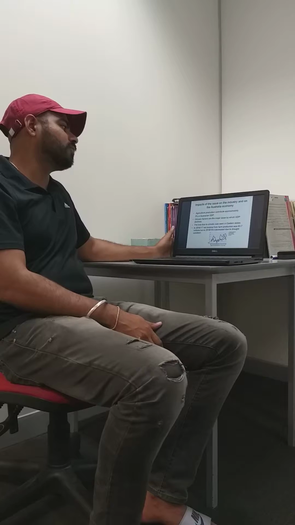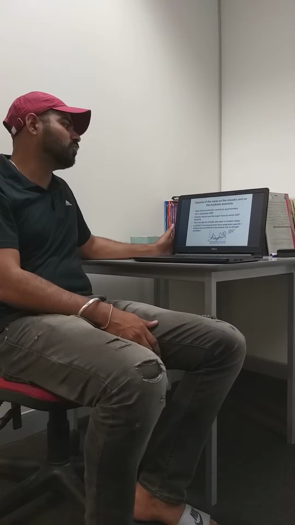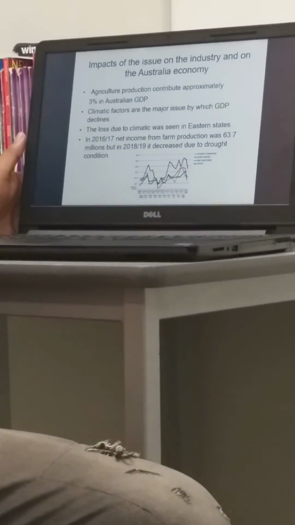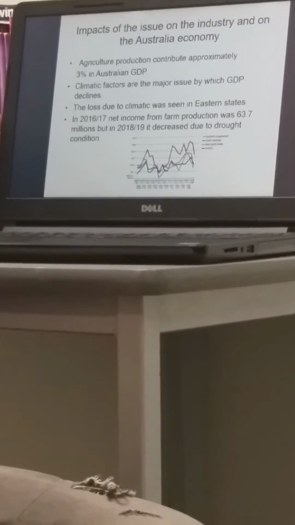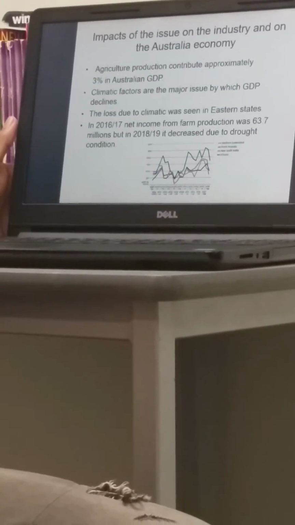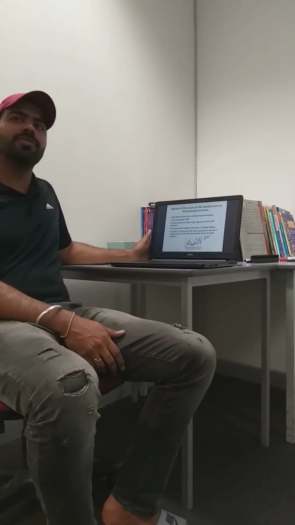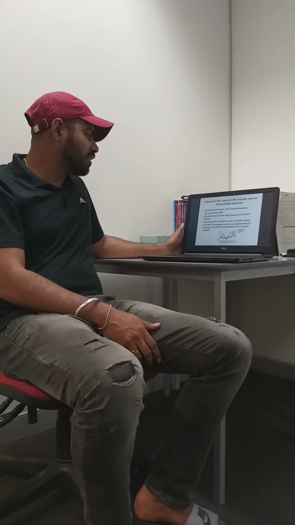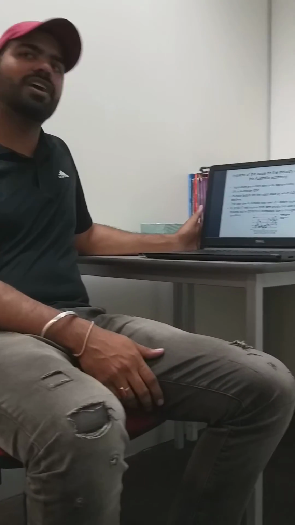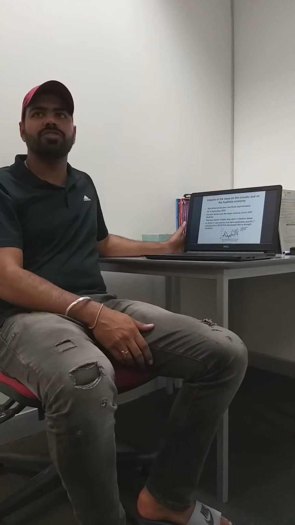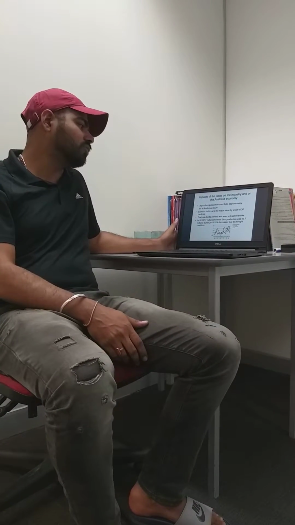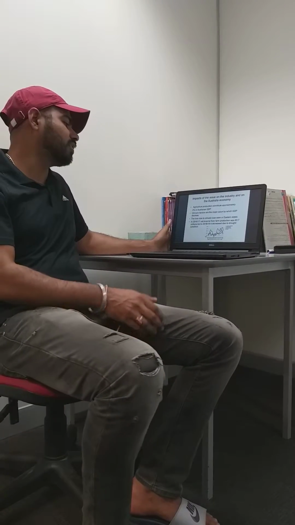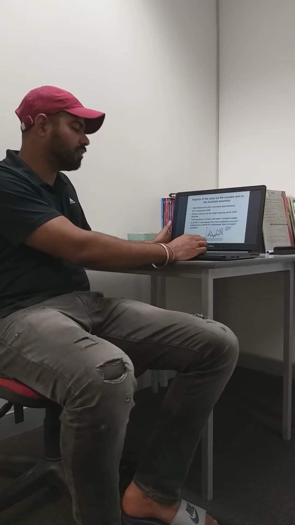I'm going to describe part four, which is the impact of the issue on the industry and on the Australian economy. Agriculture production contributes approximately 3% of Australian GDP. Climatic factors are the major issue by which GDP declines. The loss due to climate was seen in eastern states, and in 2016-17 net income from farm production was 63.7 million, but in 2018-19 it decreased due to drought conditions. And here is some data related to droughts.